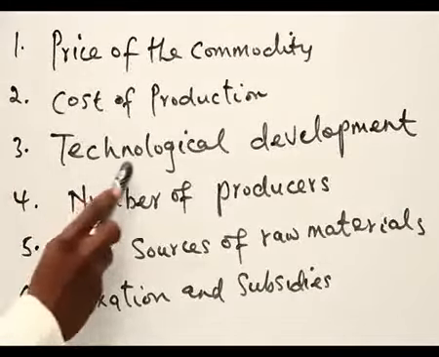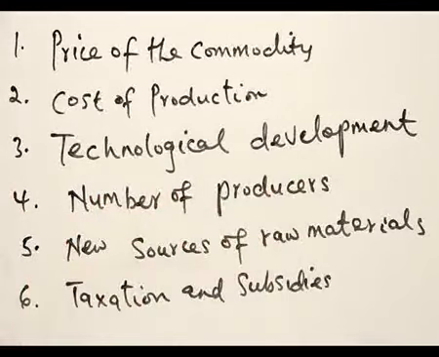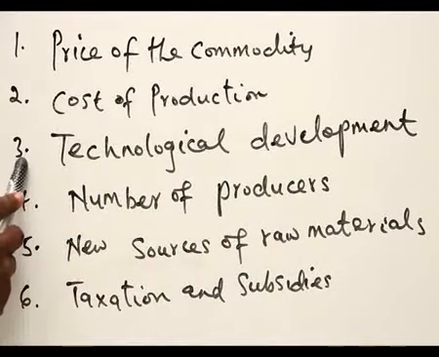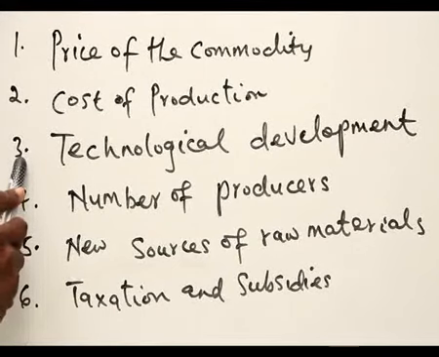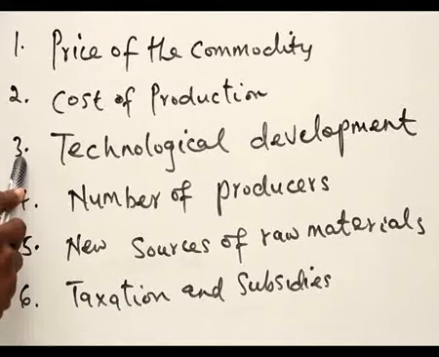Number three, technological development. Where there is a better technology that can be used towards production, leading to an increase in output, supply will increase. But where there is no good technology that can improve the output, supply can be constant or decrease. So better technology improves supply.